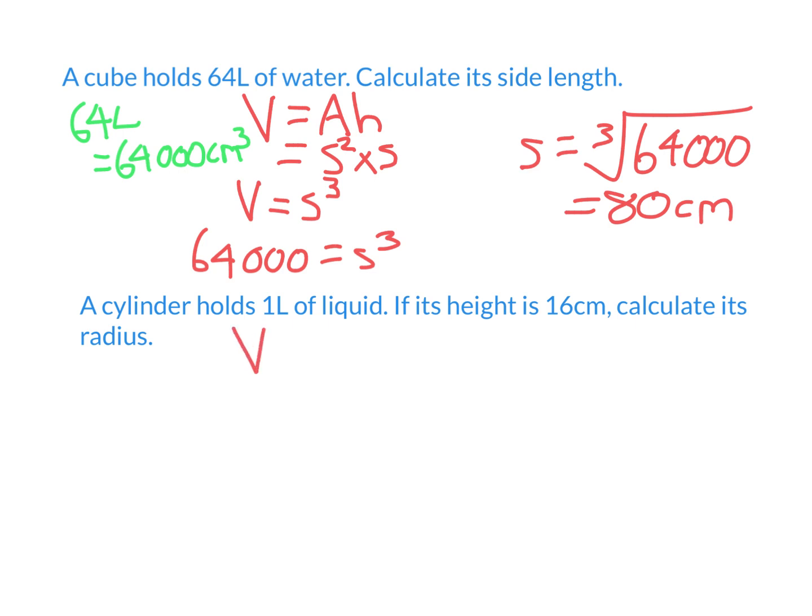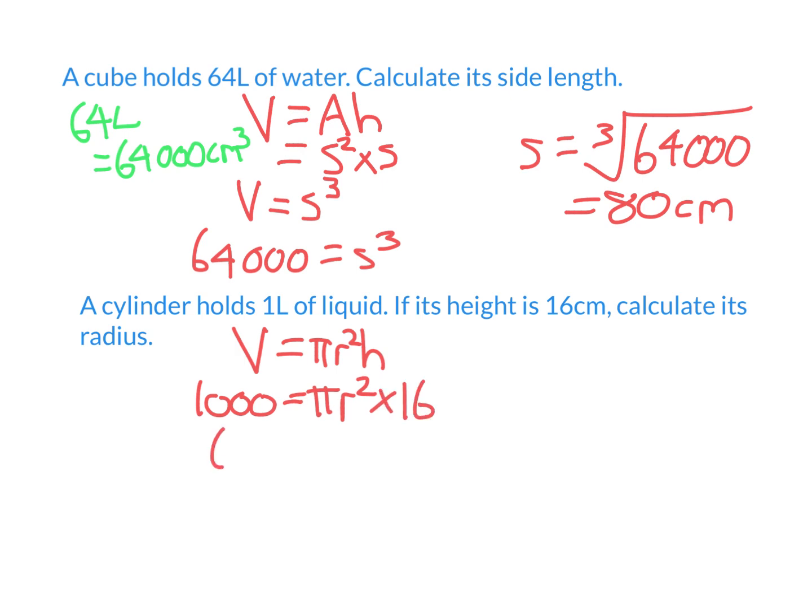We're going to start by writing the formula, volume equals area of the base times the height. Now the area of the base for a cylinder is a circle, so it'll be pi times radius squared. Now let's substitute in what we know. Once again, I can't substitute 1 for V because this is a unit of capacity. I want this to be units of length because the radius will be a length. So 1 liter is 1,000 centimeters cubed. So I get 1,000 equals pi r squared, and h I'm told was 16.